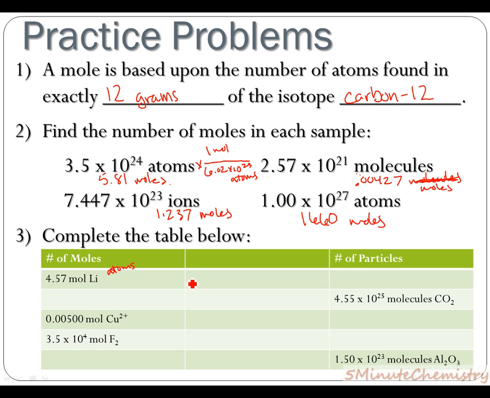This time around, we have to switch our conversion factor. We're going to have to take the moles, and to cancel moles, you must have the 1 mole of lithium on the bottom and 6.02 times 10 to the 23rd molecules, or in this case, atoms of lithium. So we'll do the math on that now.